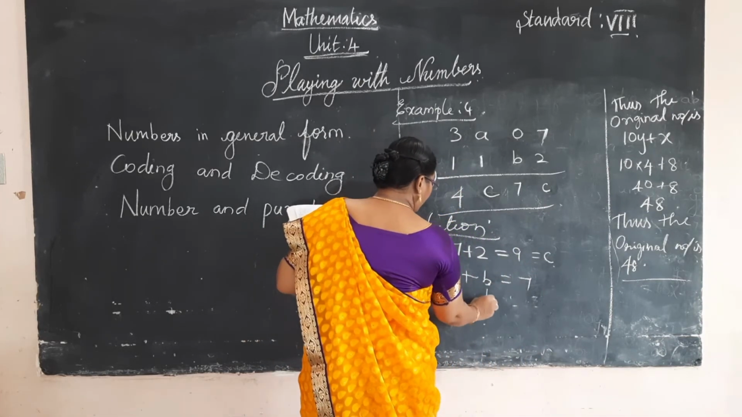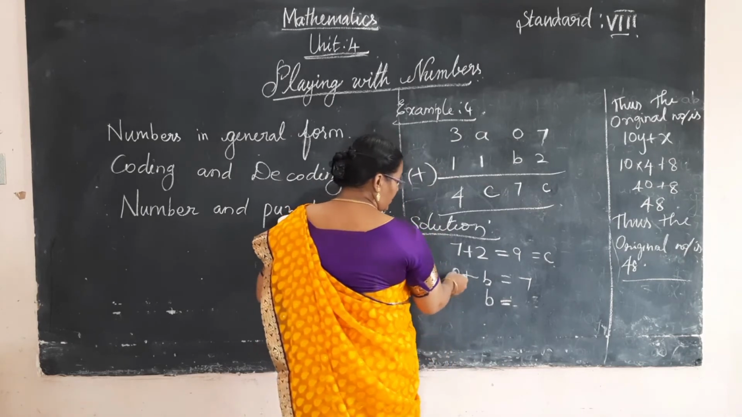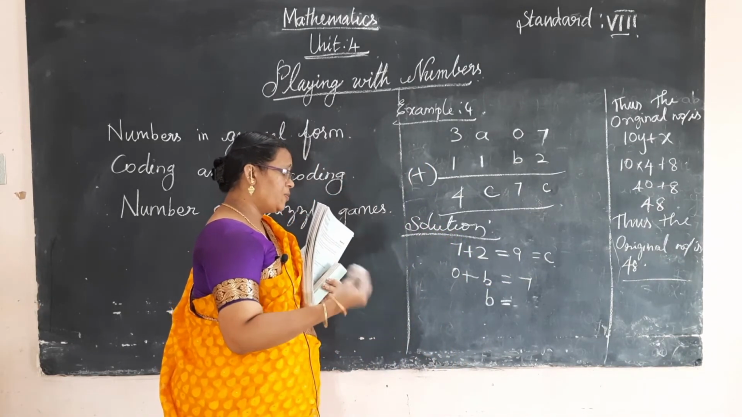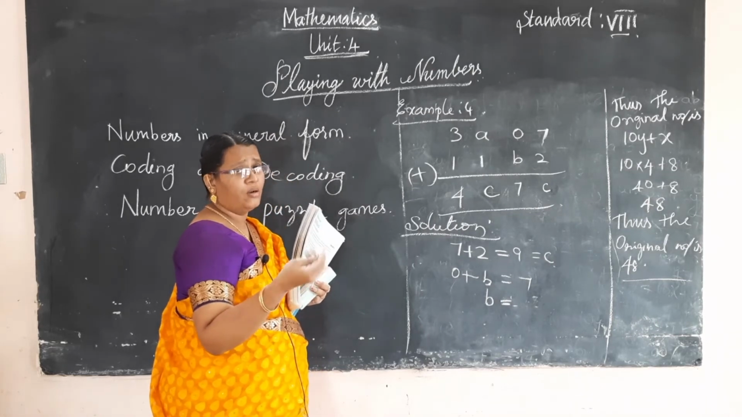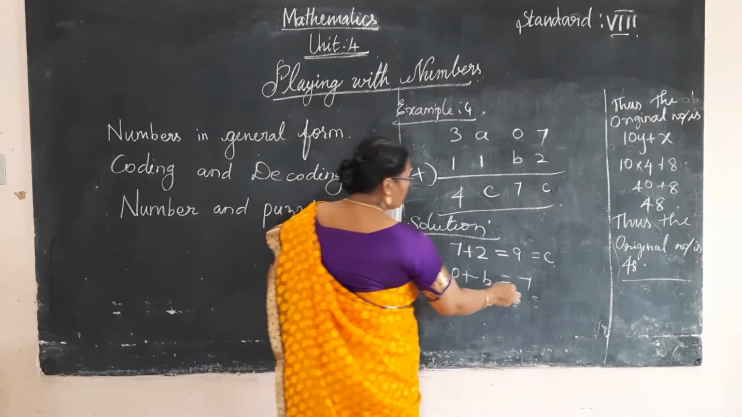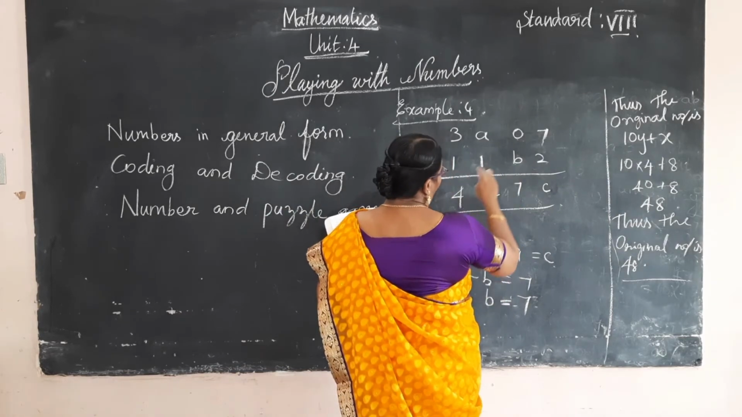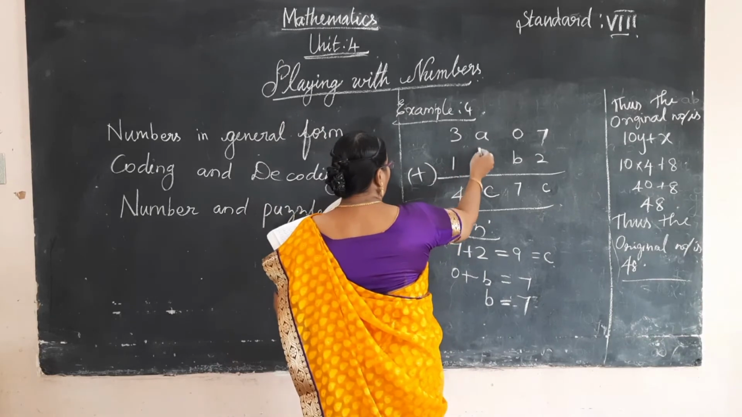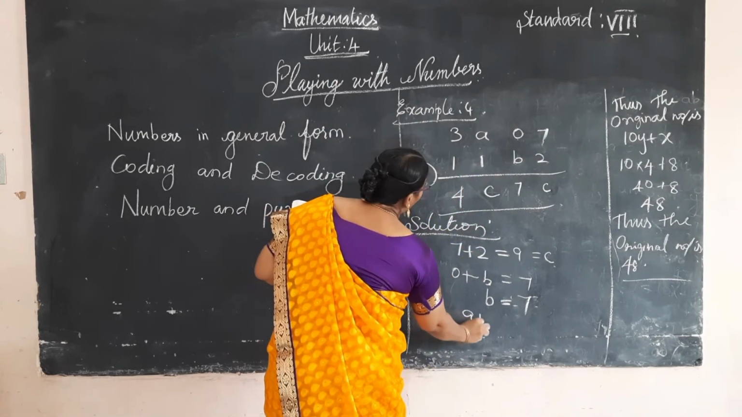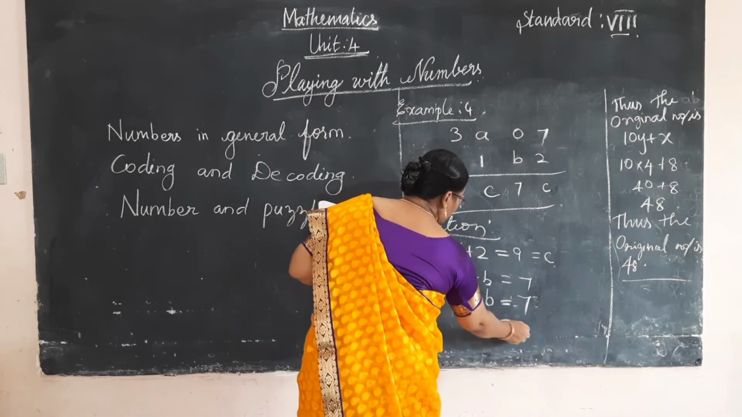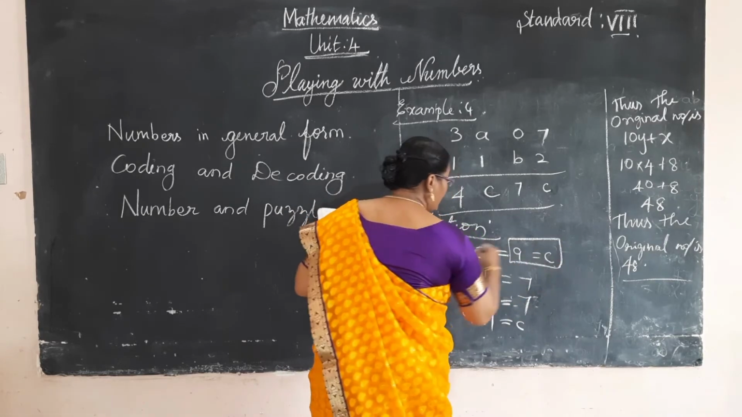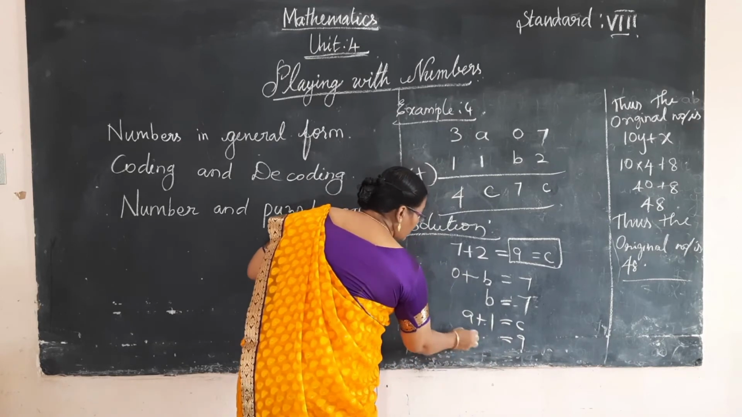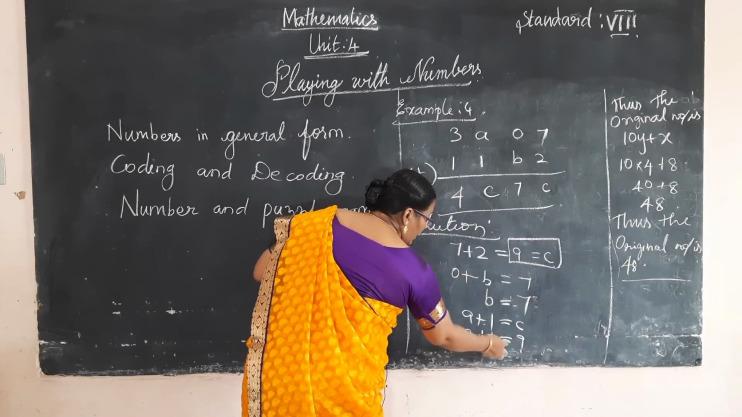So what is the value of B? 0. By using the transpose method, 0 moves to that side, minus 0. So 7 minus 0 is 7. So what is the value of B? 7. And next we have to find out the A value. So A plus 1 equal to C. Already we have found the C value. What is the value of C? 9. So A plus 1 equal to 9.